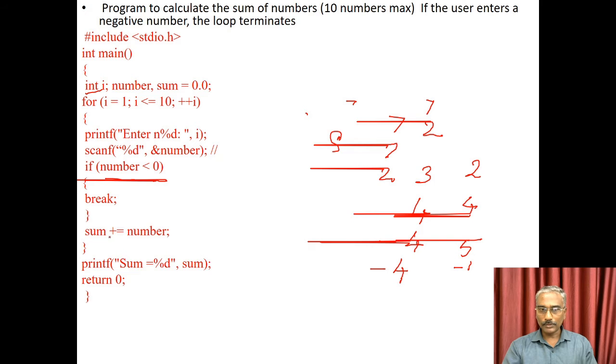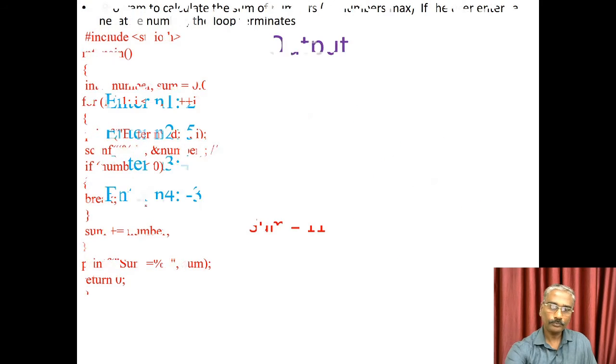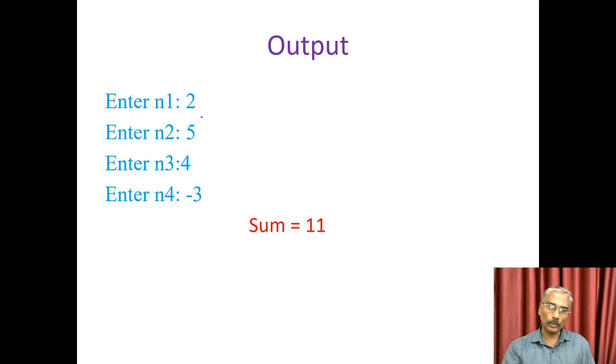the loop. So for the first time, sum is equal to sum plus number, 0 plus 2, you get the value of 2, and 2 plus 4, 6, 6 plus 5, you get 11, and finally you get the answer as 11. So this is the output.